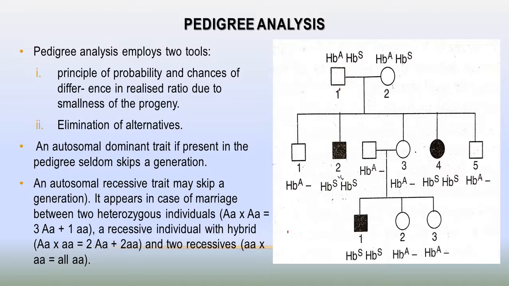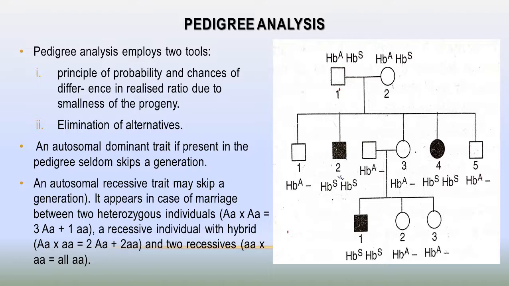The third is a female who is unaffected, so she has one normal gene, and the second may be normal or affected, so it may be HBA HBA or HBA HBS. The fourth is an affected female, so she has both affected genes, HBS HBS, which cause sickle cell anemia. The fifth is an unaffected male, so he has one normal gene HBA, and the second normal or affected, so it may be HBA HBA or HBA HBS.